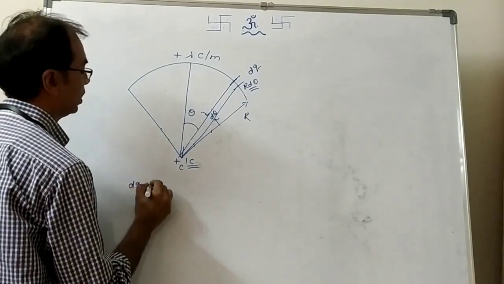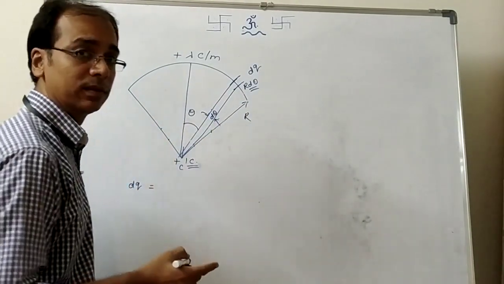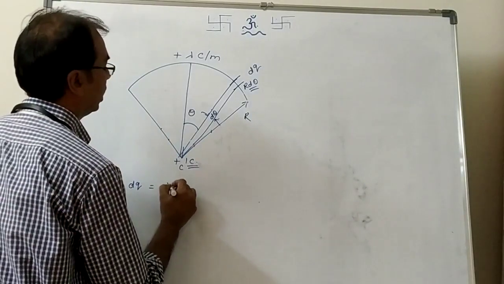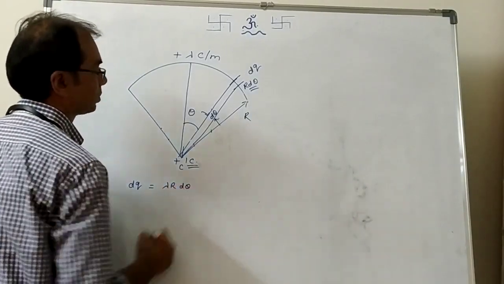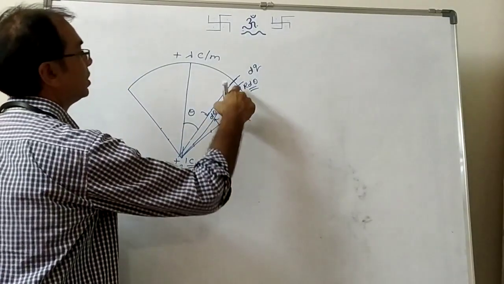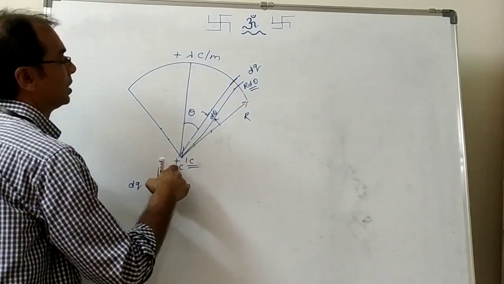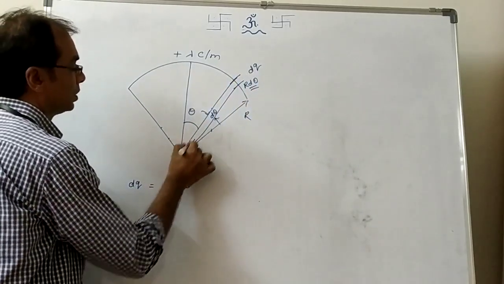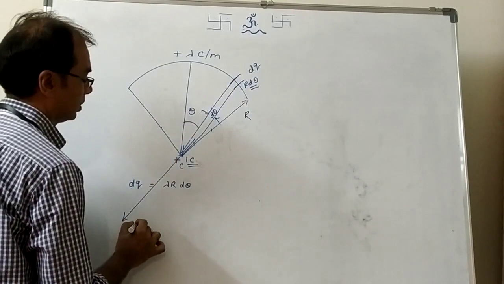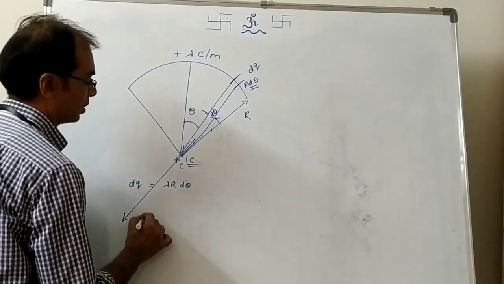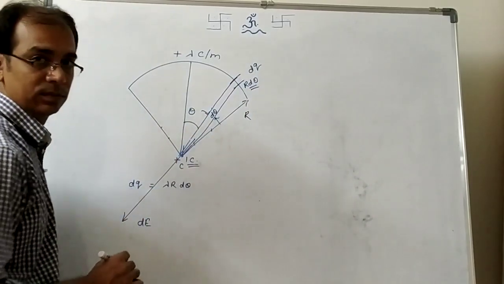So what will be the charge dq here? We know how to find dq charge. It is lambda into the length, so it will become lambda R d theta. Correct? Now here is a positive charge dq. Here is a +1 coulomb. So where will be the force? Force direction will be this. So the electric field also is in this direction.